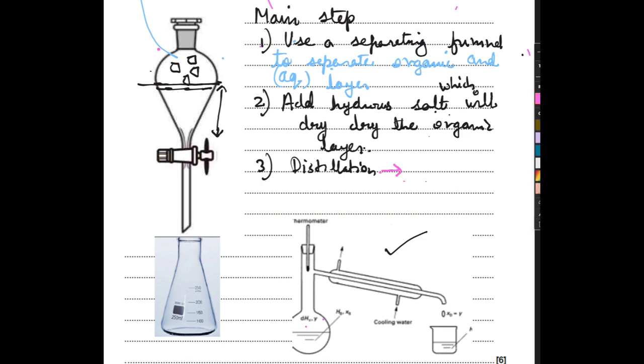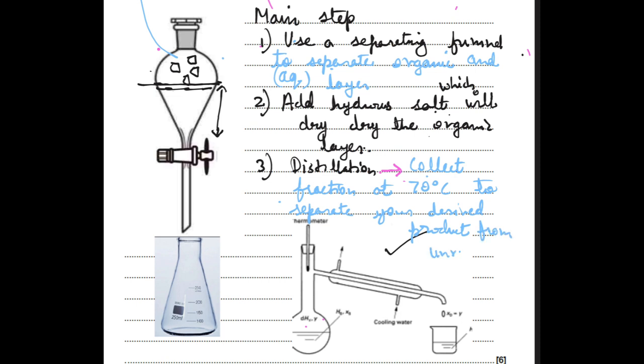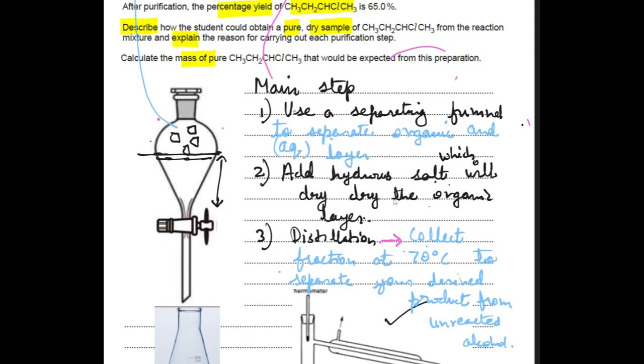Why we are doing distillation is to collect the fraction at 70 degrees Celsius, to separate your desired product from unreacted reactant, from unreacted alcohol. So this gives you your pure desired substance.